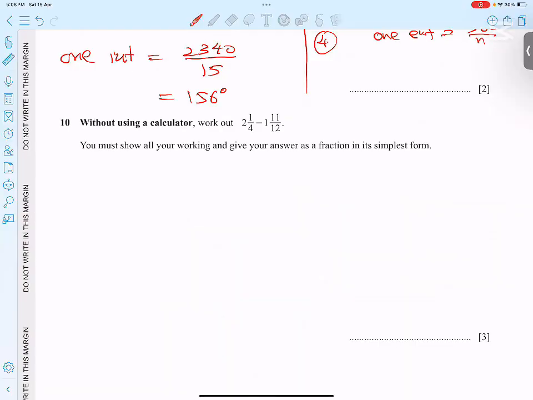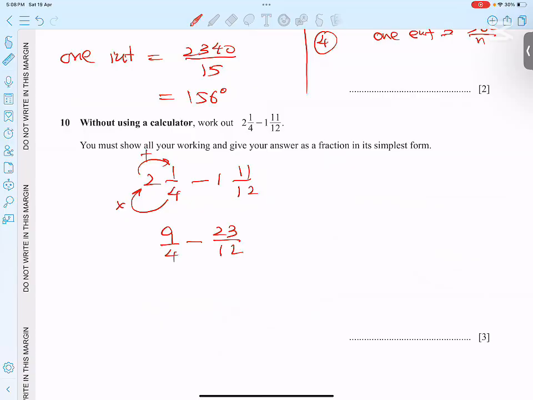Students, in the next question, use it without a calculator and convert it. It is 2 and 1/4 and 1 and 11/12. Show your working, and give your answer in fraction form, simplest form, not a mixed form. So multiply this with that, and add the number after multiplying. 2 4s are 8, 8 plus 1, 9. I get 9/4. Then 12 ones are 12 plus 11, I got 23/12. I think up till here it is clear.